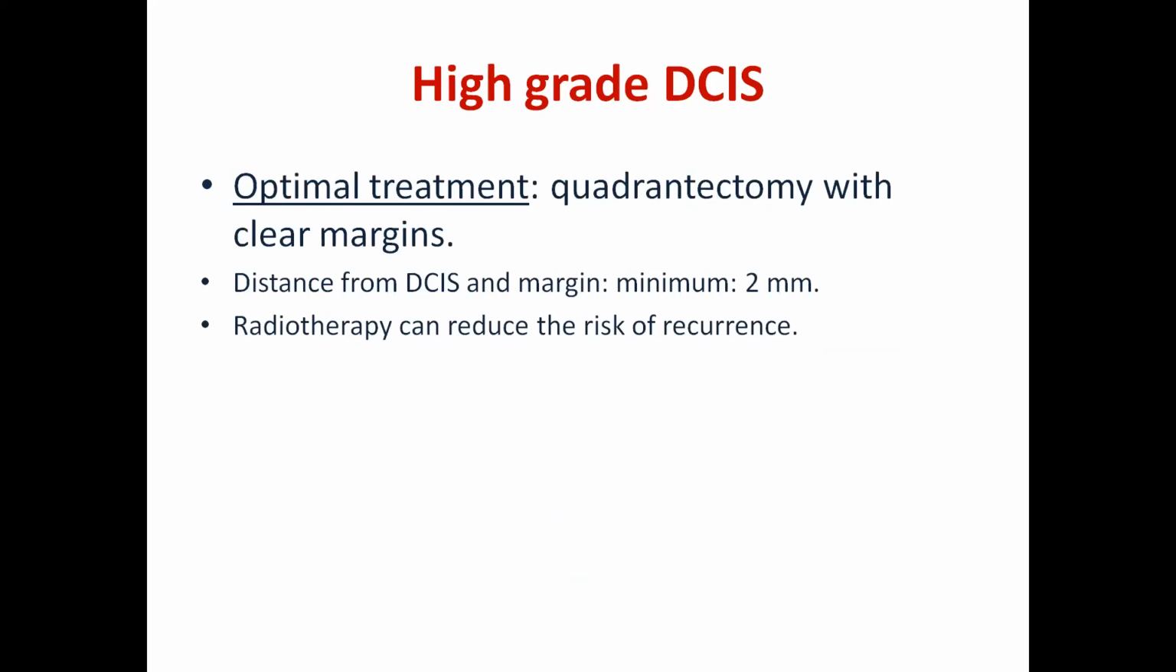So which is the optimal treatment of high-grade DCIS? It is quadrantectomy, because you know that more than 75% of these cases have a lobar growth, and they can be cured just with surgical resection of the neoplastic area. But you must be very careful in making surgical resection with clear margins. And the clear margin is considered a minimum distance from tumor to the margins of 2 millimeters.